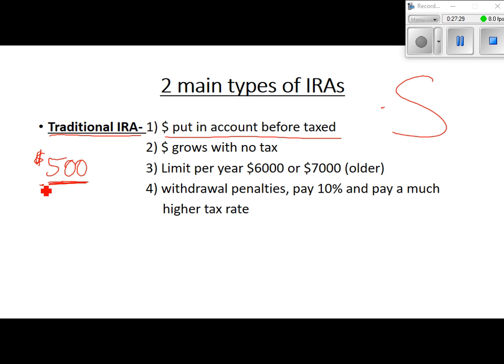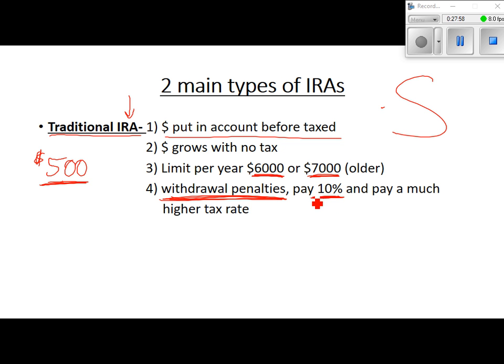There's a limit per year. Again, $6,000, or as you get older, you can put in up to $7,000. There are big withdrawal penalties. Found this out earlier this year. I had to pay monies for my son's college, and so we needed to draw out some money from one of the IRA accounts that we have, and you have to pay 10% of what you draw out.